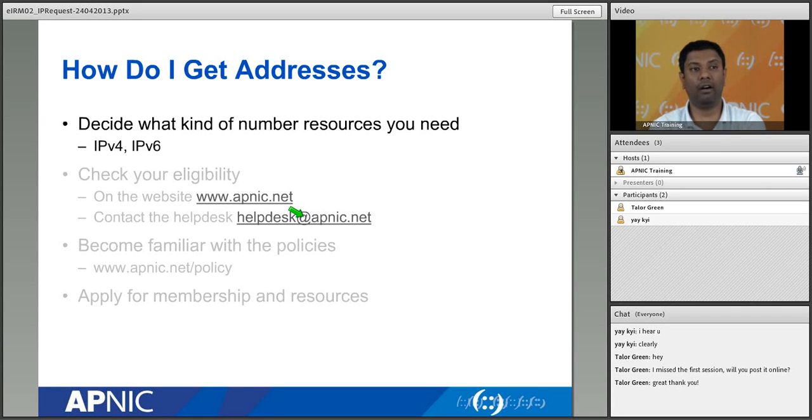Then we check our eligibility, like how can I be eligible to get an address from APNIC, right? So all those eligibility criteria are outlined on the APNIC website, www.apnic.net, right? Or you can send an email to helpdesk at apnic.net. They can also help let you know whether you will be qualified to get an address from APNIC or not.